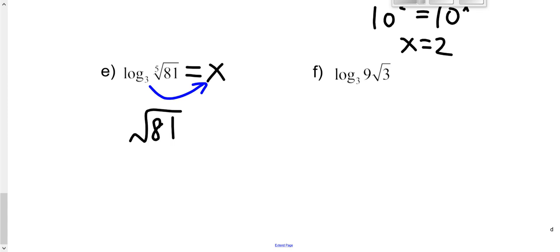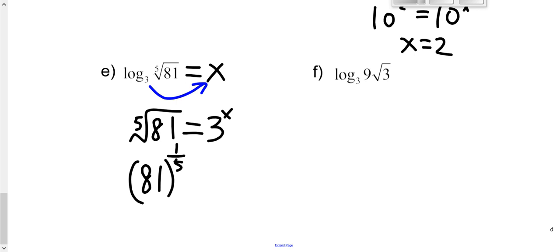to the fifth root of 81, and then the base 3 of the log becomes the base of the exponent, 3 raised to the power of x. Okay, well, at least I can show you this here. In this case, it's kind of hard to convert this into base 3, so we have to do something slightly different. So let's rewrite this. We can write that as 81 raised to the power of 1/5 equals 3 raised to the power of x.